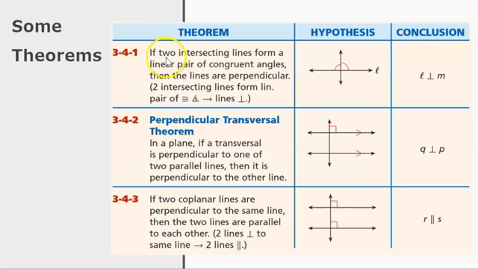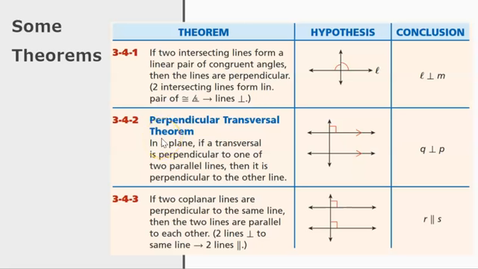Our first theorem says if 2 intersecting lines form a linear pair of congruent angles, then the lines are perpendicular. That uses a lot of very specific knowledge. A linear pair is 2 adjacent angles that form a straight line. So notice they form a straight line. That means that these 2 angles have to add to 180 degrees. They're supplementary. And those 2 angles are also congruent. If they're congruent and they add to 180, then they're both going to be 90 degrees, making this line perpendicular to that line. So our conclusion is that those 2 lines are perpendicular.